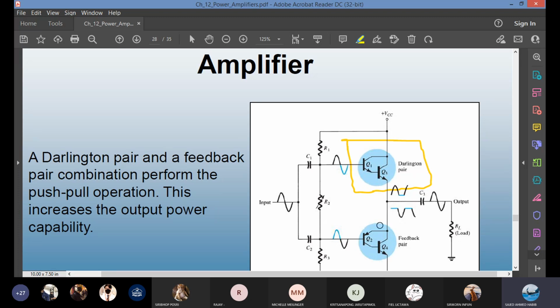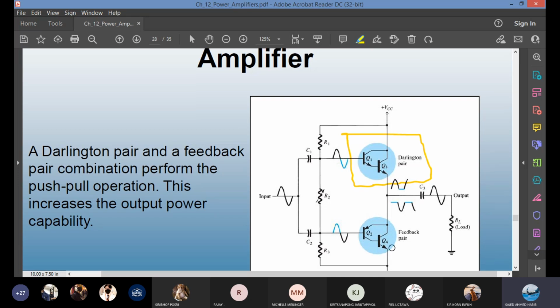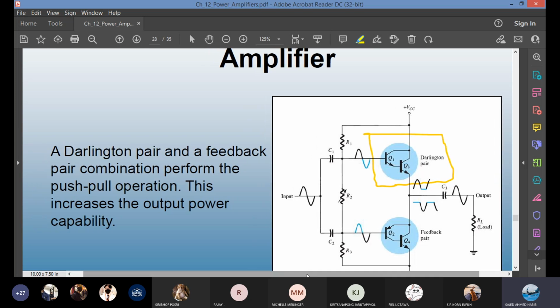The output is fed back to the input side. This is a feedback connection. Look at the direction of the arrows. That's why you have to use two different types. This one is definitely Darlington. This one is called a feedback. We have a whole chapter on feedback and oscillating circuits later on before the final. If you join a Darlington pair and a feedback pair, it can also perform push-pull operation.